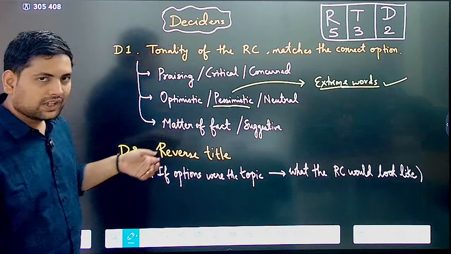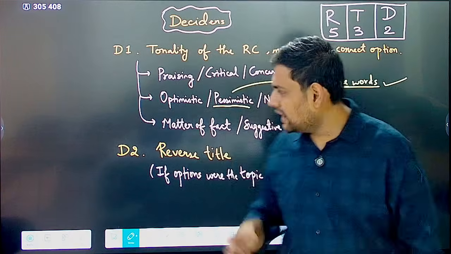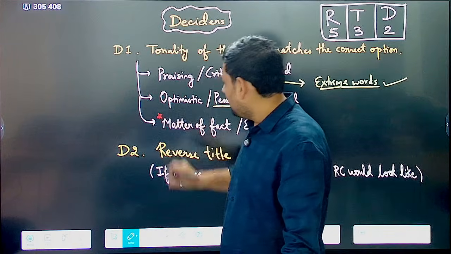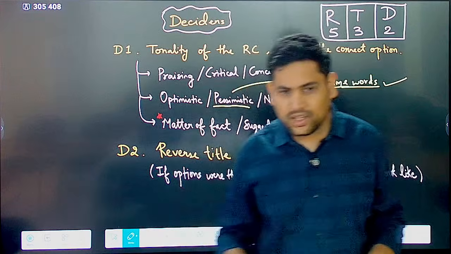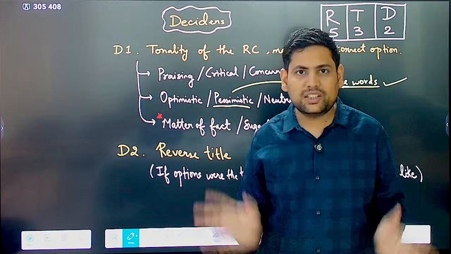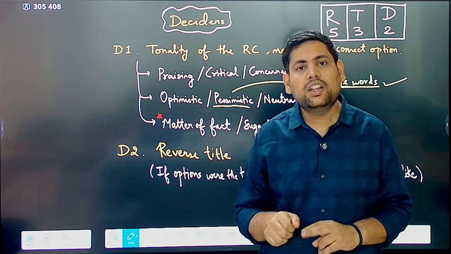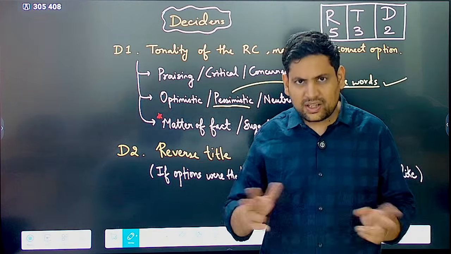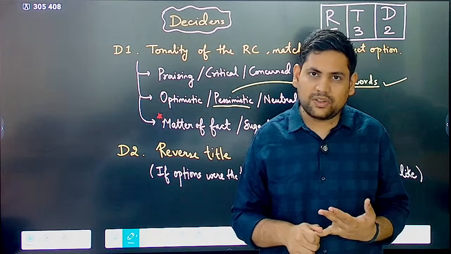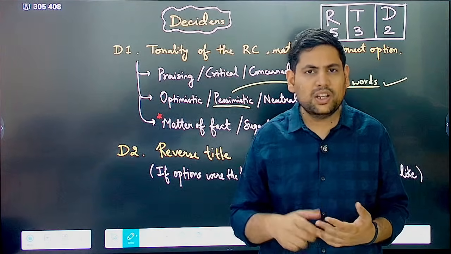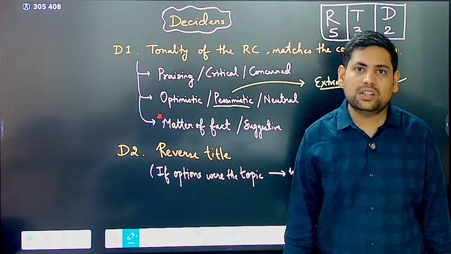Then matter of fact or suggestive. Now this is a very good criteria, that is, is the passage all about matter of fact? That is, let's say it is talking about semiconductor industry in India. So semiconductor industry in India is a very important industry. It right now covers only this % of the global market. What we are doing, these are the initiatives government is taking to promote semiconductor industry. All that is written. What is this? This is a matter of fact kind of reading comprehension.